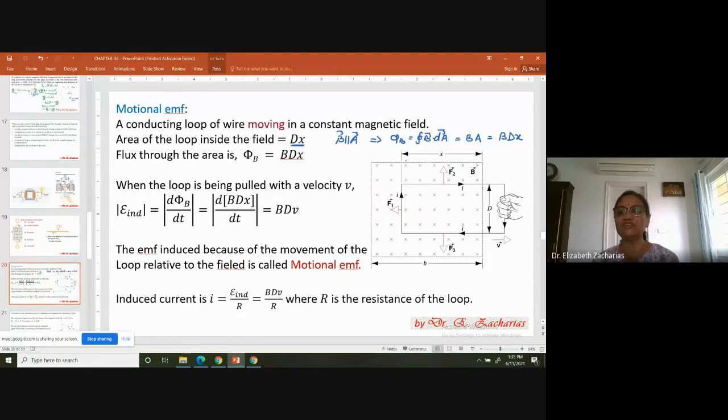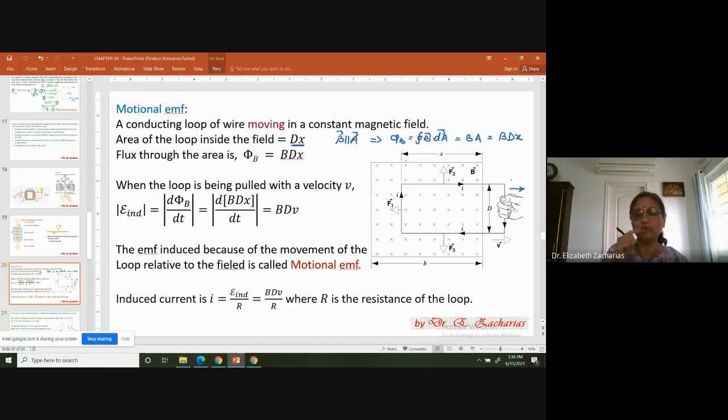Yeah. So the flux is B into A, which is B dx. So this is the flux through the area of the loop exposed to the magnetic field. So now let the man start pulling it. He's pulling it in this direction by applying a force. And let us say that he's pulling it with a force so that the velocity is a constant.